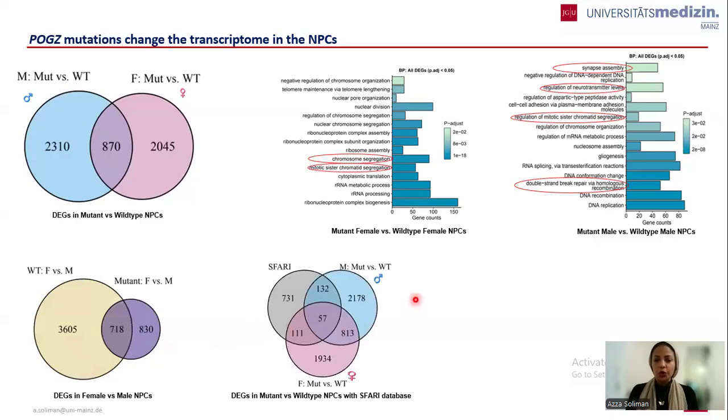We also looked at these DEGs in the mutant female and male, and we could see that many of them intersect with the autism-risk genes found in the SFARI database, which is the database that includes all or most of the high-risk genes for autism spectrum disorder.